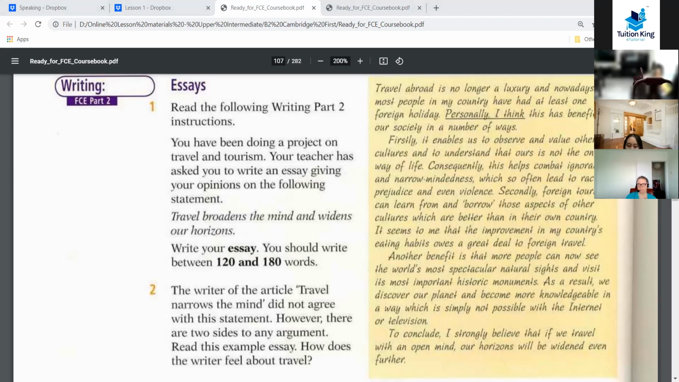Yes, I strongly agree. Okay, why do you strongly agree? Because everything in this essay is also my idea. And yes, I think it's important to know other countries, their history, and their culture. And also, we can learn about their language. Very good. Excellent.